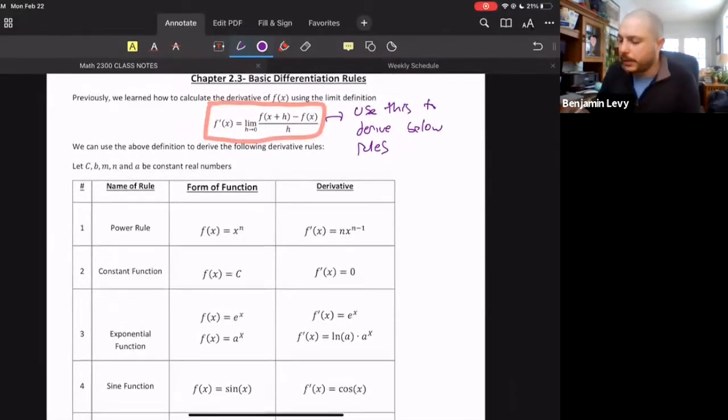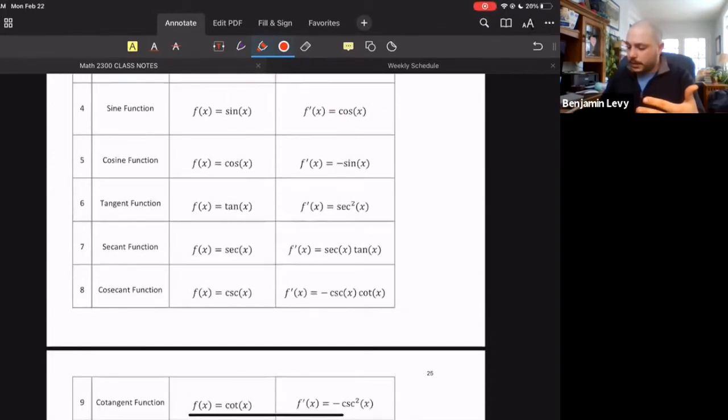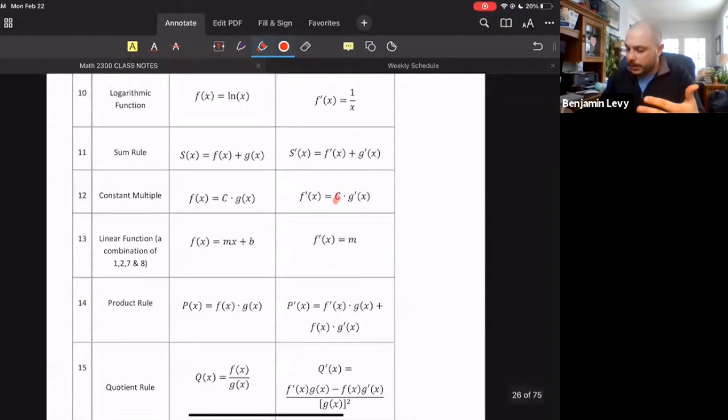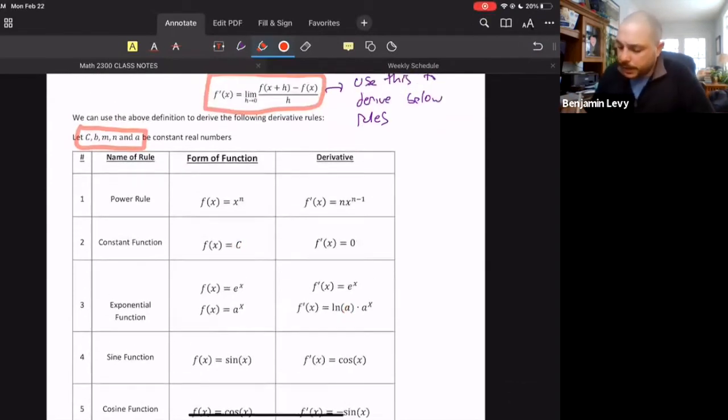So for example, let me set up the page. On this page, all these things are constants: C, B, M, N, A. Here's a C, here's an A, here's another C, here's an M. All those things are just constants, and so the only thing that's a variable in here are the X's. What's going on here is it tells us the form of the function in the middle column, and then it tells us the derivative in the right column. Notice how here we have f of x, and here we have f prime. The right-hand side is the derivative of that one.